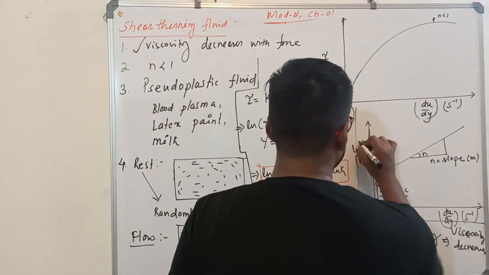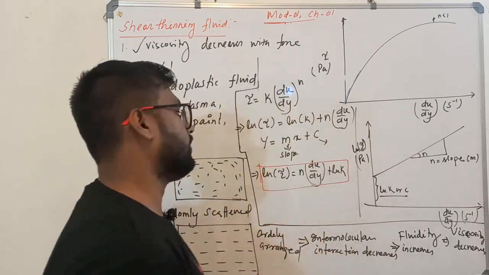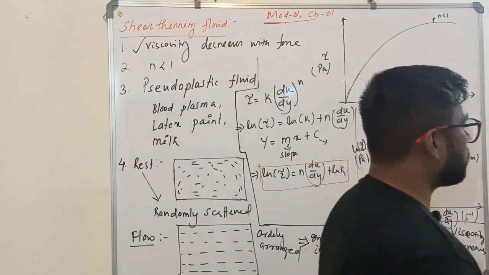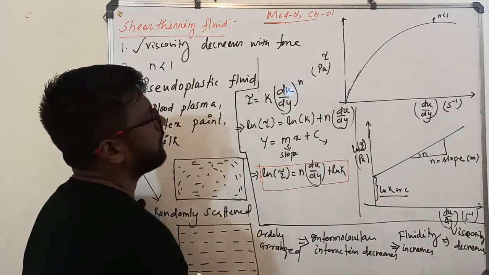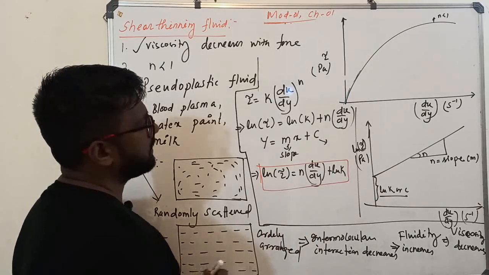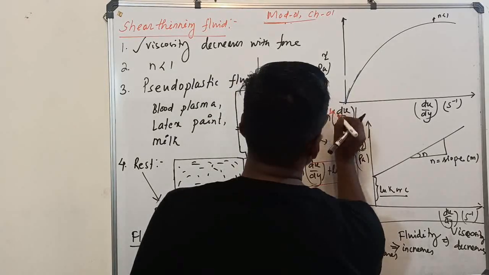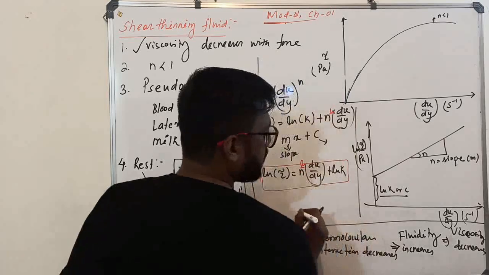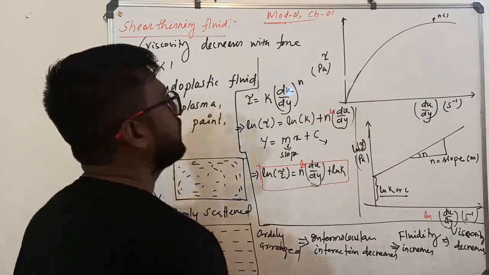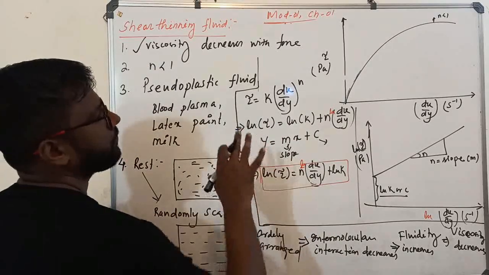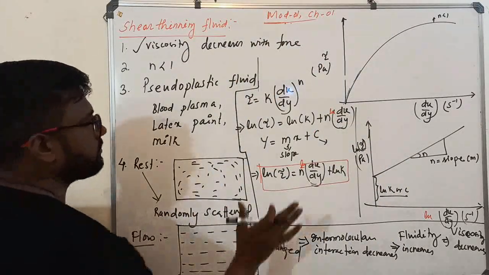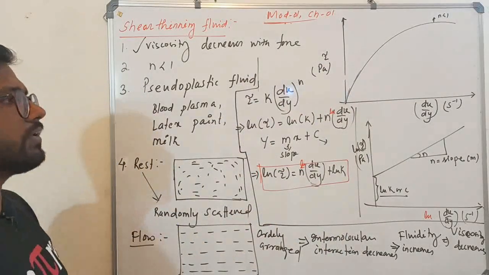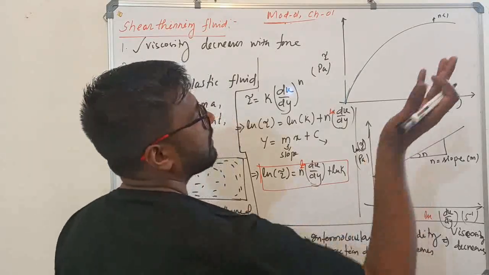So this will be the graph between ln tau and ln du by dy. What we did was speak about shear thinning fluids. Sorry, I made a mistake: this is ln du by dy. So what we have done is the shear thinning fluid, where viscosity decreases with force. We discussed why it decreases with force. Then we drew a graph for the shear thinning fluid, and we took the log of the graph so that we get a straight line.